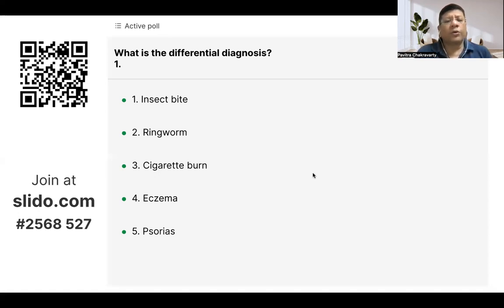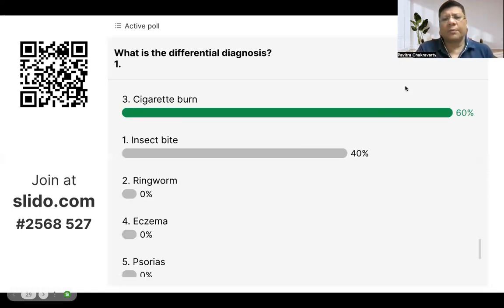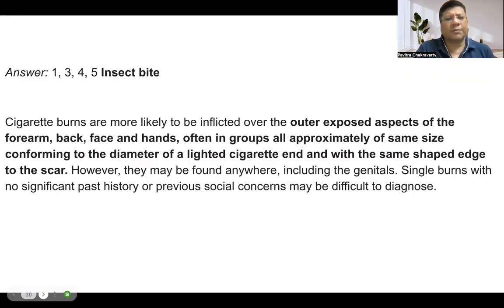But what I want you to do before the answer comes is commit yourself and see whether you are actually getting it right or not. Otherwise, it's very easy to think afterwards that, oh, that is what I would have put anyway, and that will give you a false sense of confidence. Whereas if you put a wrong answer, you commit yourself, then you will know, no, this is my knowledge. So cigarette burn, insect bite. Okay. It was insect bite.